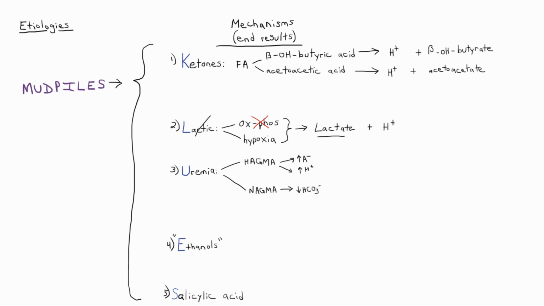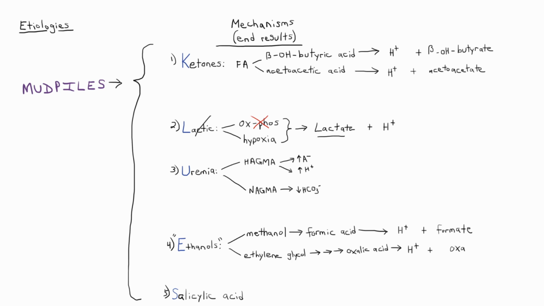Next on our list, we have, quote, ethanols. Now I say quote because one of these compounds is not an ethanol. It's not a 2-carbon compound. The 2 compounds to worry about here are methanol, which is basically moonshine, and that's going to be metabolized to formic acid, and ethylene glycol, which is antifreeze, and that's going to be metabolized to oxalic acid. And these are going to produce the anions formate and oxalate, respectively.